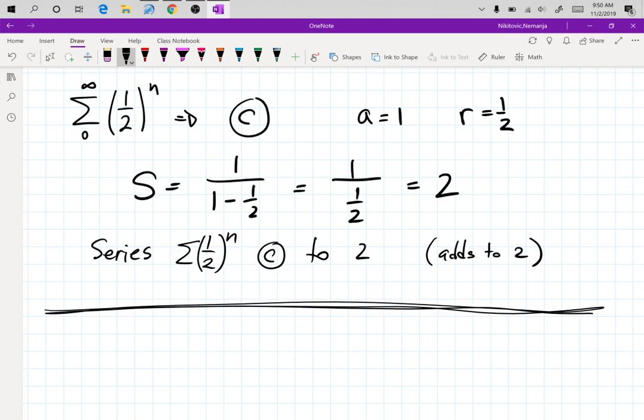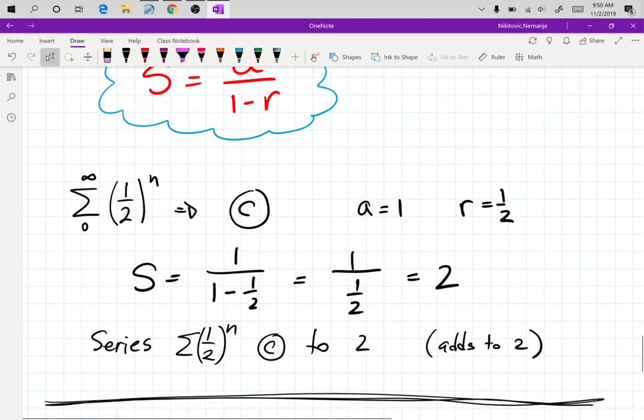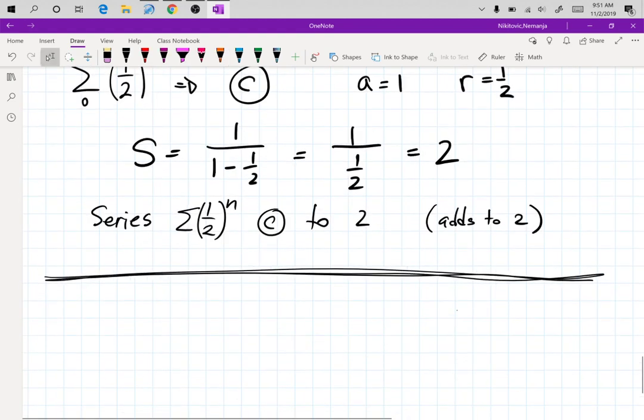How did we know that a was 1? Because there's nothing here. Oh, okay. Yeah, I forgot that whole form. No, it's okay. The form is summation of a r to the n from 0 to infinity. So a is in front of whatever; a is whatever is not to the n, right? Okay. One more.